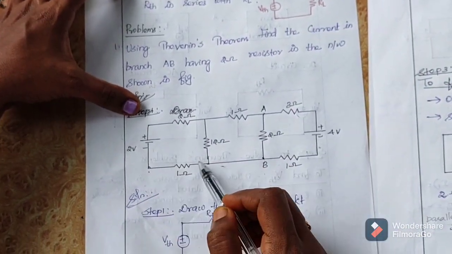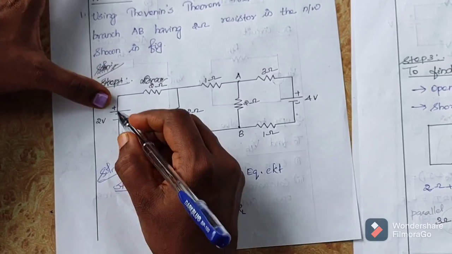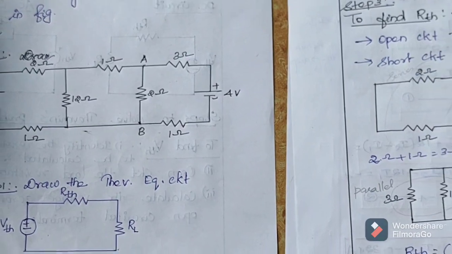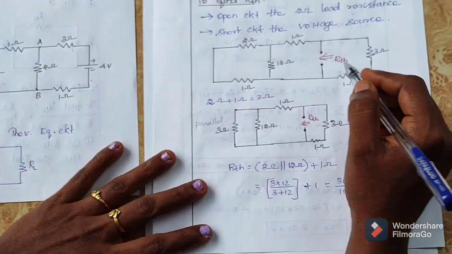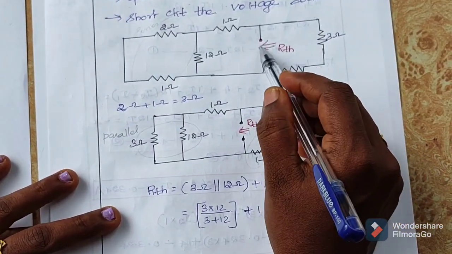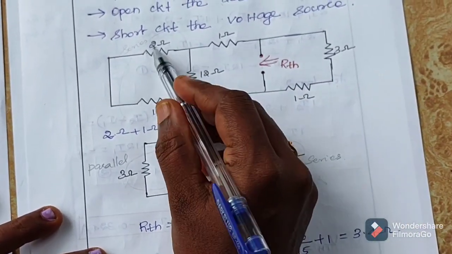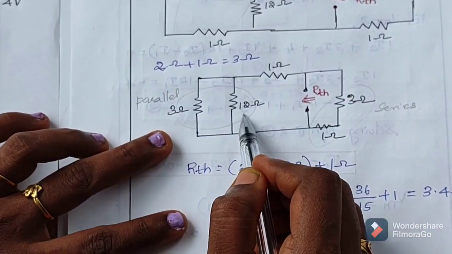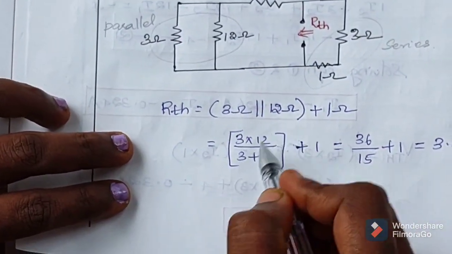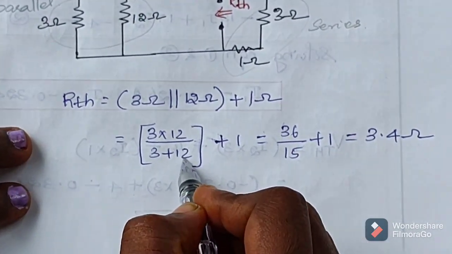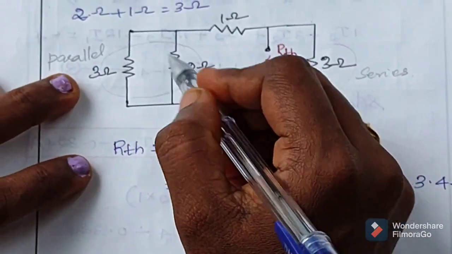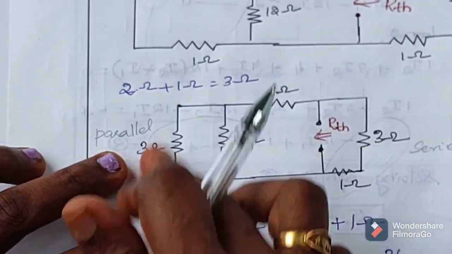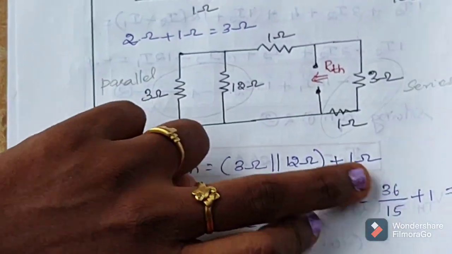So in our problem, there is no current source, only we have two voltage sources. Just short circuit these two voltage sources. Okay, so we have short circuited the two voltage sources. After short circuiting, we are going to find the value of RTH. Here these two resistors are connected in series, so add these two. Now these two resistors are connected in parallel. So parallel means what should we do, multiply the numerator, add the denominator. Okay, then these two resistors are connected in parallel and that is in series with this 1 ohm resistor. So once you simplify this, you will get 3.4 ohms resistor.